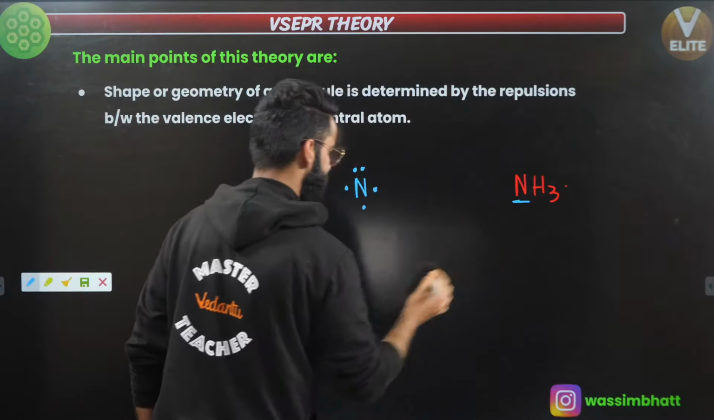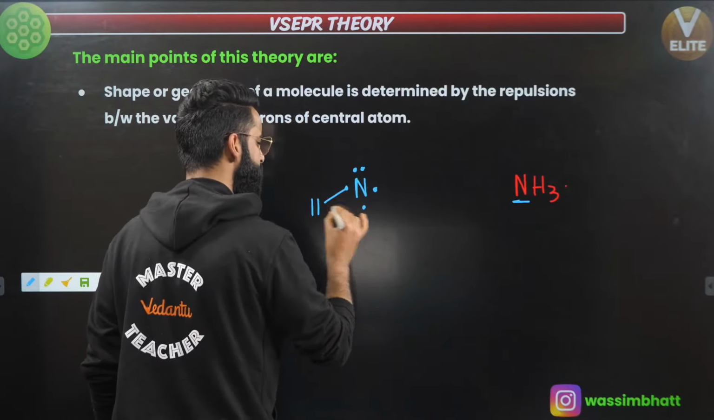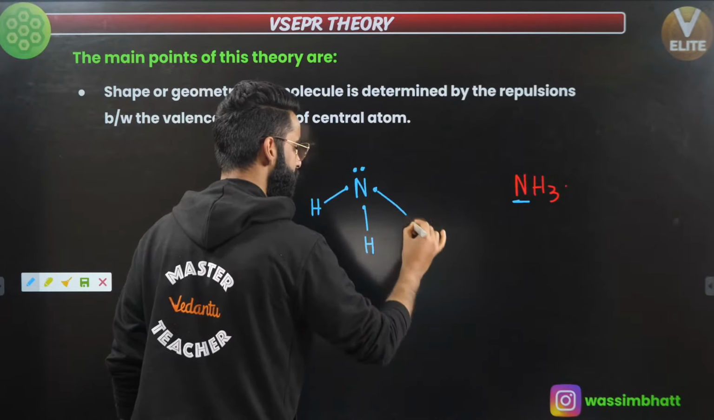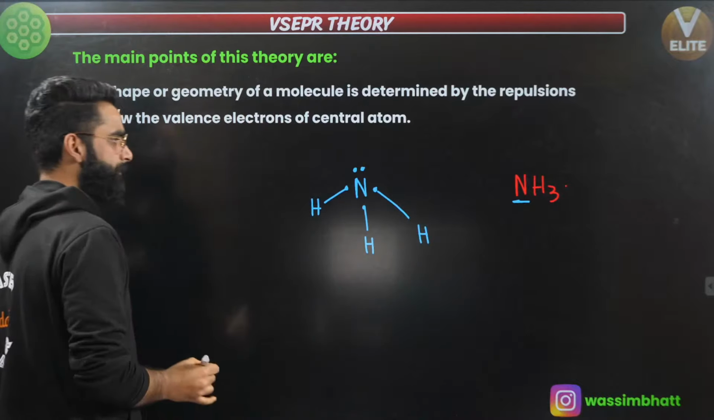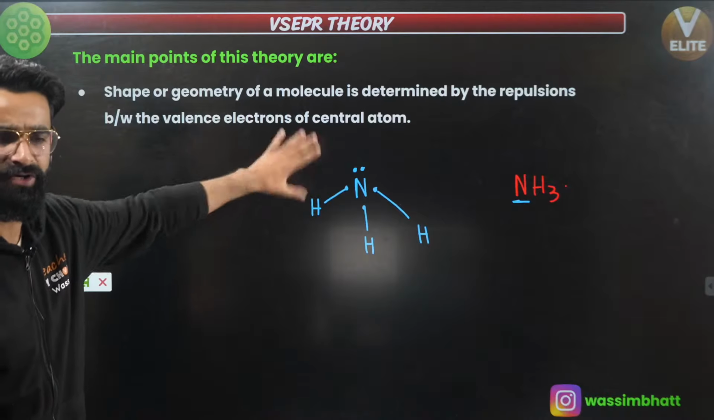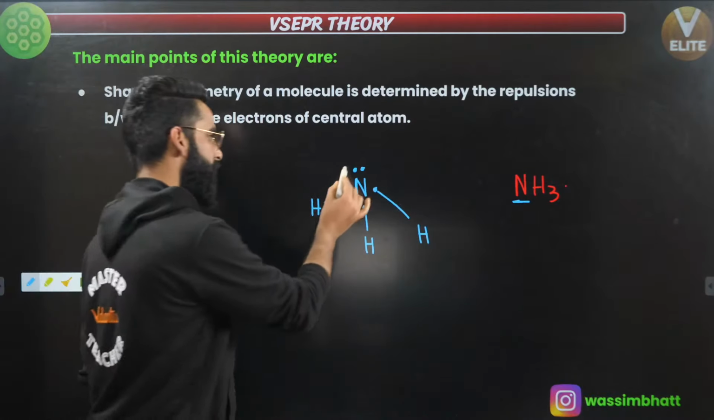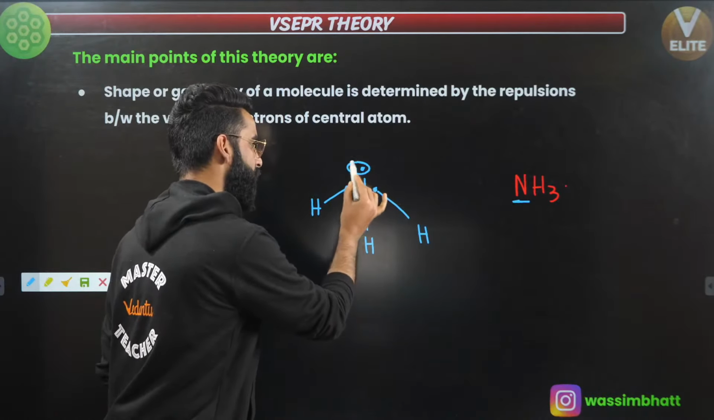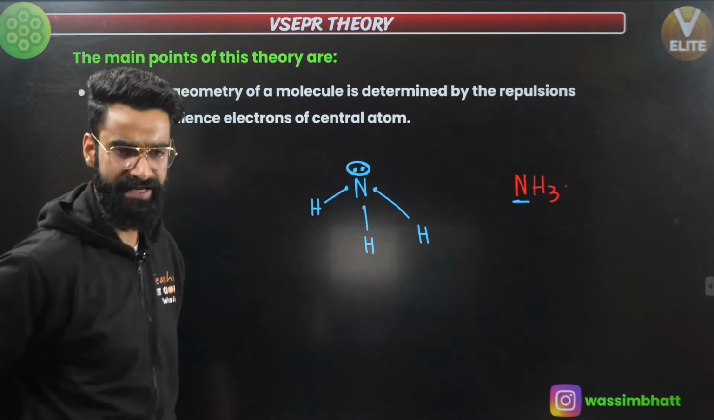If I talk about NH3, this nitrogen has formed 3 bonds with the hydrogen right here. So if I ask you, does this nitrogen have any non-bonding electron pair right here? Yes, it has one non-bonding electron pair, one lone pair of electrons, as you call it.